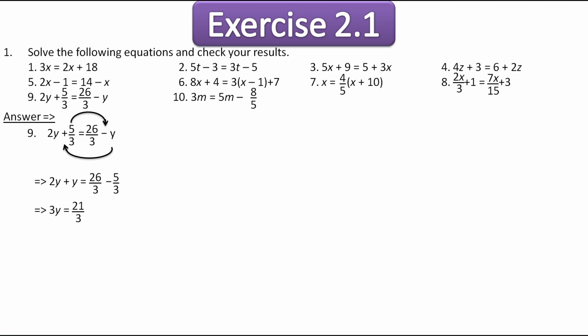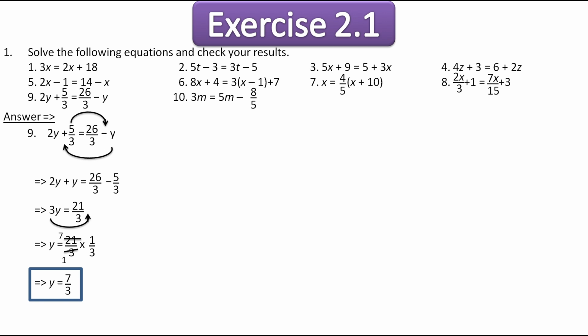Now we will send this 3 which is multiplied with y to the right hand side. As it is multiplied with y, when it comes to the right hand side it will get in the place of denominator, means it will divide the other number. So y is equal to 21 upon 3 into 1 upon 3. Okay, now we will cut this. 3 ones are 3 and 3 sevens are 21. So y is equal to 7 upon 3. Now we got the value of y as 7 upon 3.